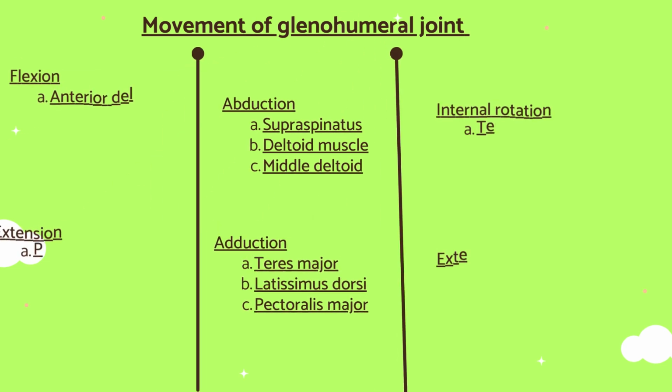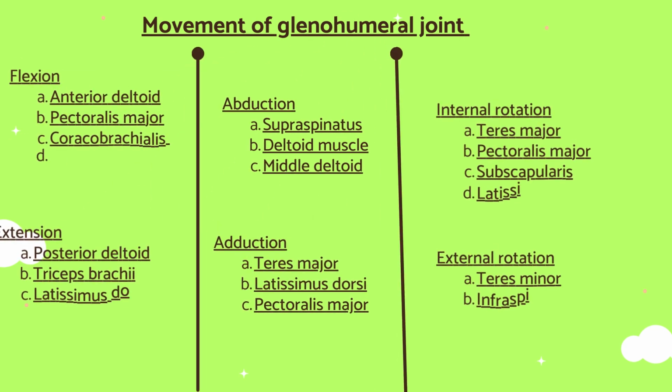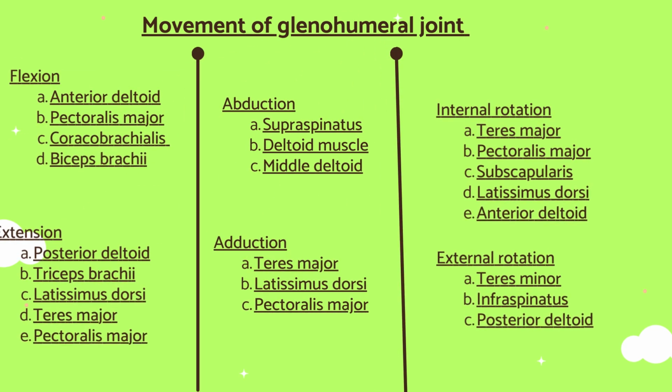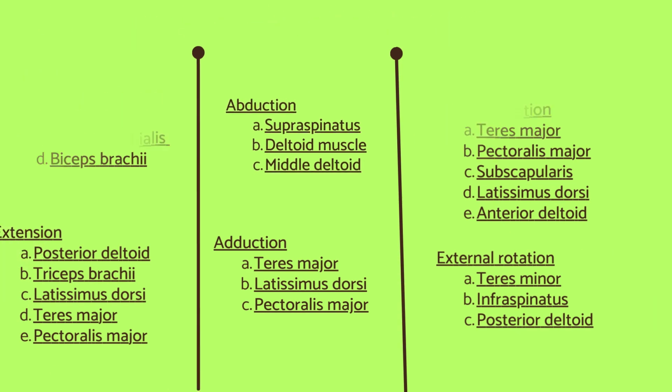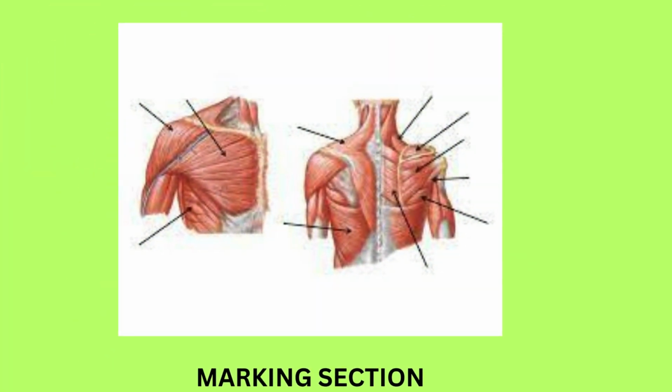Here is a summary of the muscles involved in the glenohumeral joint. Then you can see the marking section of the muscle on the shoulder. Then you can try to fill in the answers on the paper, and see whether you have memorized the position of the muscles.